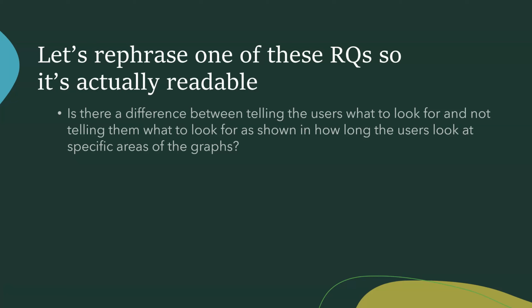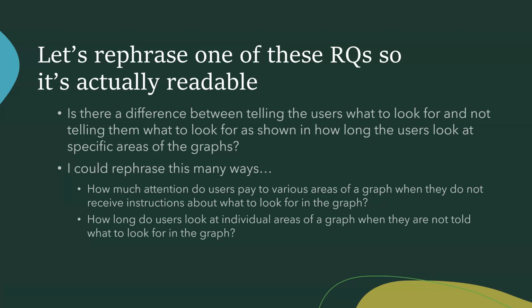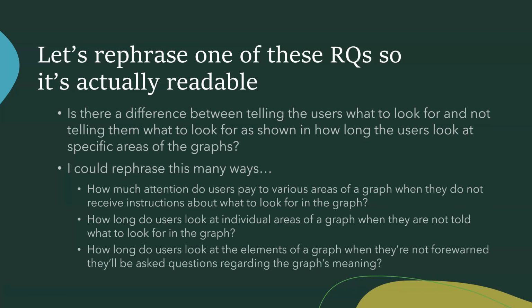What does this actually mean in English? I could rephrase it a couple of different ways. For example, I could say, how much attention do users pay to various areas of the graph when they do not receive instructions about what to look for in the graph? How long do users look at individual areas of the graph when they are not told what to look for in the graph? How long do users look at the elements of the graph when they're not forewarned to be asked questions regarding the graph's meaning? That one's a little bit different, isn't it? But all the same, it folds in pretty well, so I'm going to go with it.